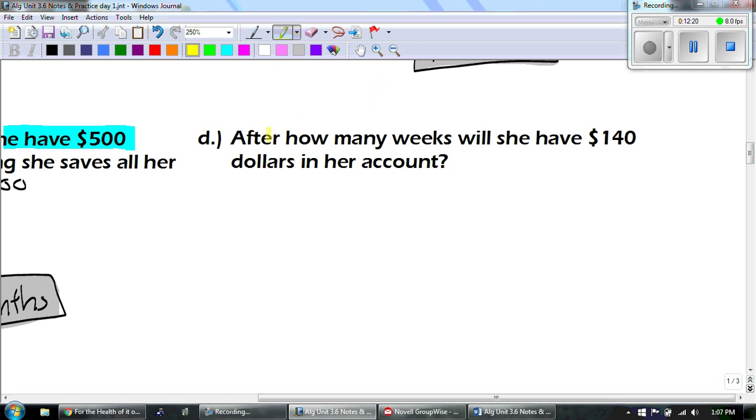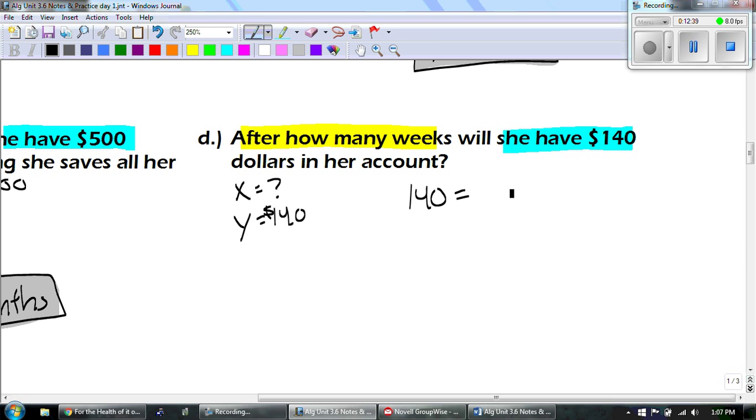Okay. After how many weeks will she have $140? How many weeks? So they didn't tell me the x, but they told me the amount. So we're using our equation again. 140 equals negative 35x plus 245. So what do we do here? We have to solve. Okay, so subtract 245 from both sides. 140 minus 245. What'd you get?